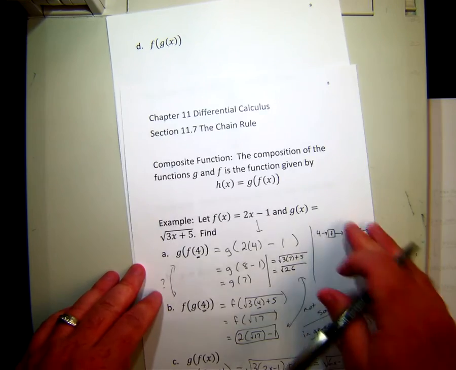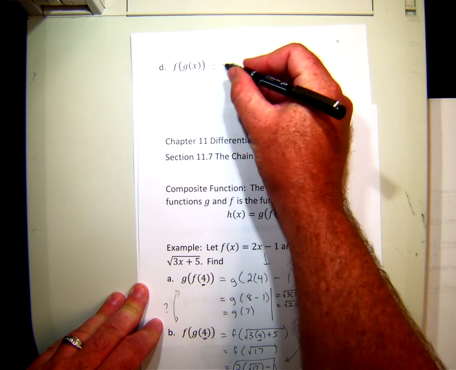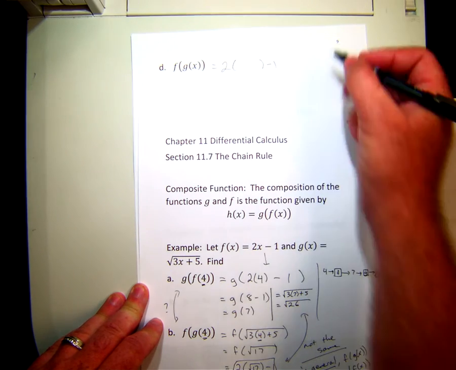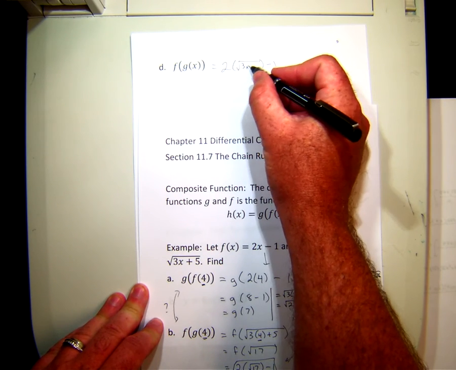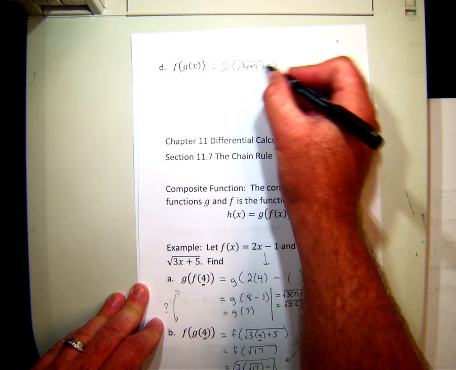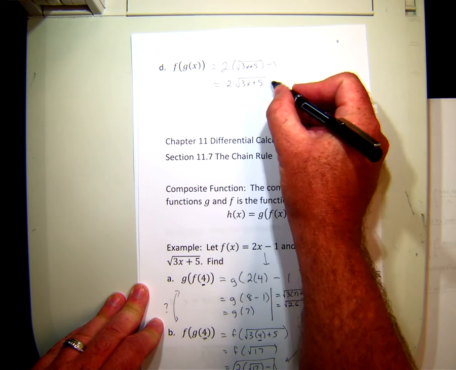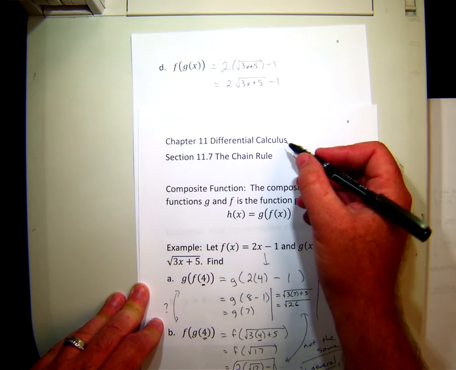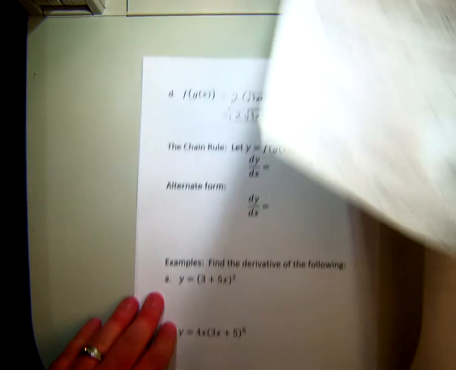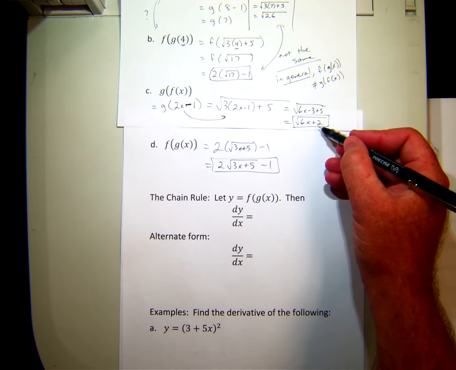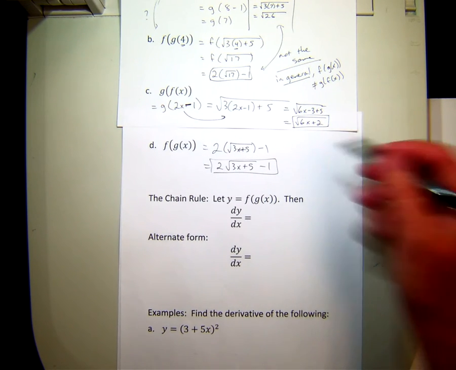What about f of g of x? Is f of g of x the same thing? Let's see. This is 2 times something minus 1. The something is g of x. G of x is the square root of 3x plus 5. And really, there's nothing we can do to simplify that. Nothing gets in or out of the radical. Nothing gets simplified. So those are not the same thing. Please notice that g of f of x and f of g of x are not really even closely related. They're not the same thing.